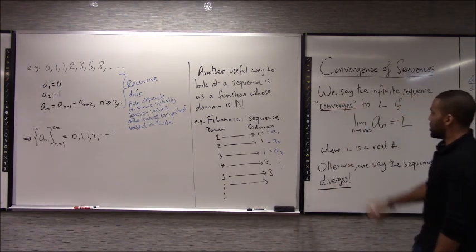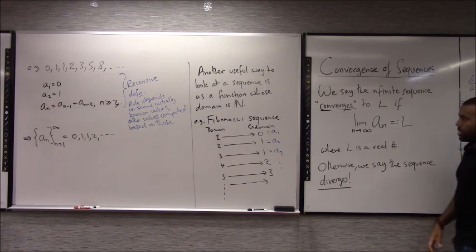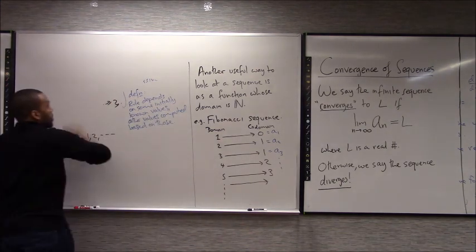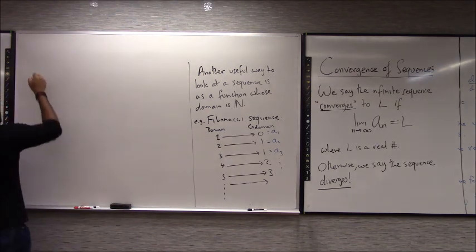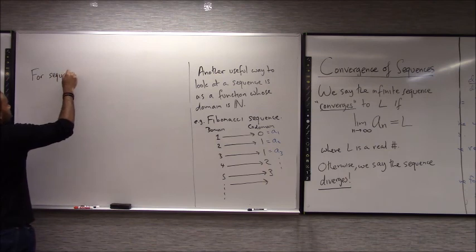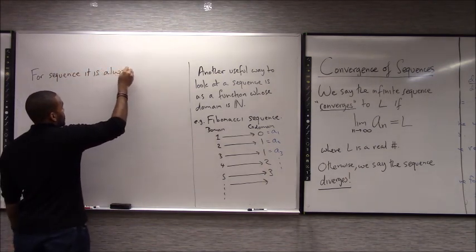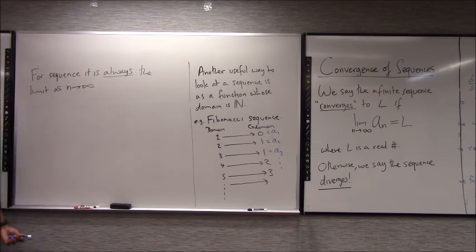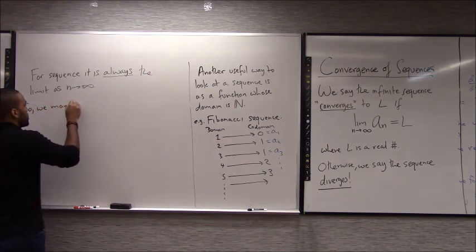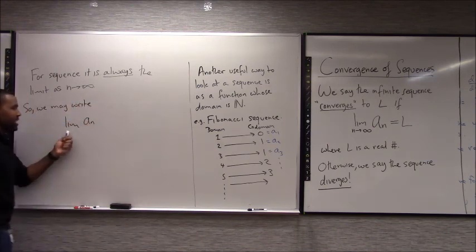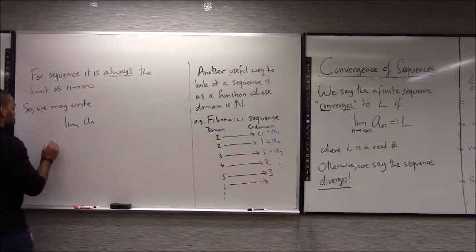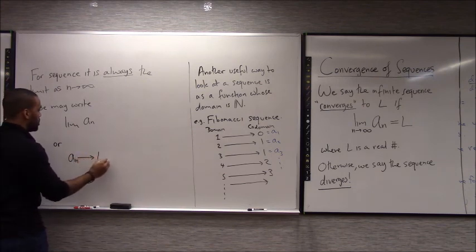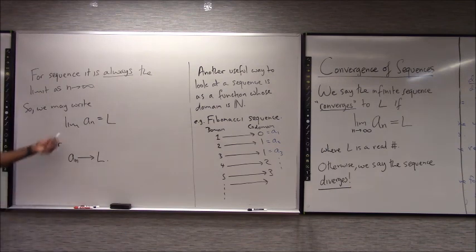So, the difference between converges and diverges of a sequence is a limit problem, right? Find the limit. Now, for sequences, it is always the limit as n approaches infinity. It doesn't actually make sense to take any other limit if you're talking about a sequence. So you may write just lim a sub n, because the n approaching infinity is implied. I don't have to write it down all the time. Or you can just write a sub n arrow L. I can be lazy, because we're always going to be taking the infinite limit.